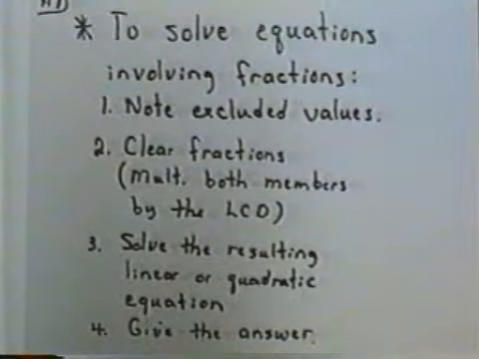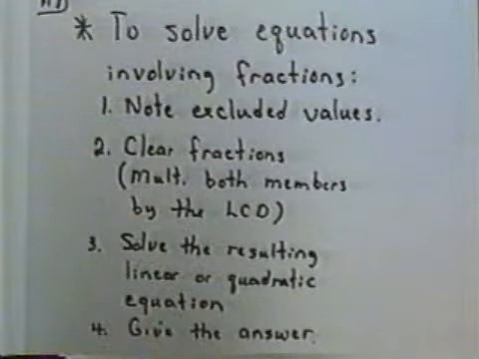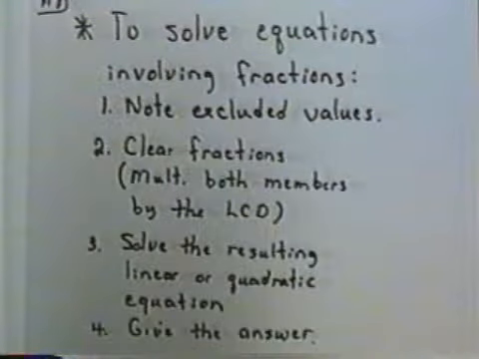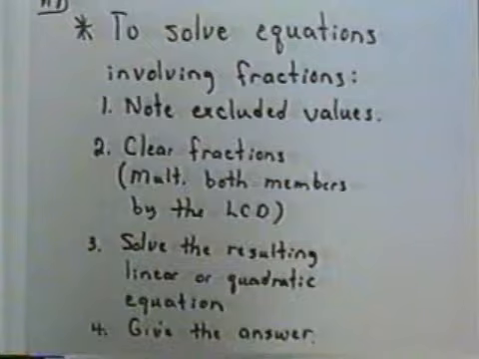Now, it may be that what you get in step 3 is not your answer. You have to go back and look at step 1 and make sure that something that you think is an answer is not an excluded value. So you must be very careful in giving the answer. Make sure that you do not give an excluded value as an answer.